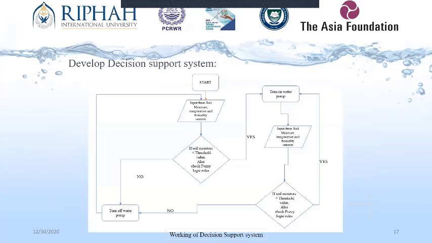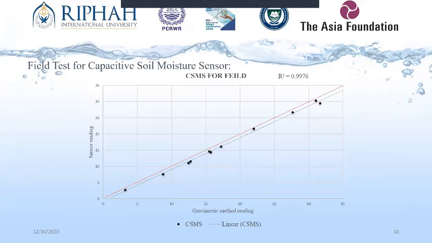After that, we developed a decision support system. The working of the decision support system is like a loop. It starts and checks the soil moisture sensor and temperature and humidity, and then checks whether the threshold value and fuzzy logic algorithm are applied or not. If yes, then it turns on the pump. If not, it turns off the pump, and then the loop starts again. It keeps checking the moisture and temperature and humidity, and the process of the loop is ongoing. So it will help to reduce water usage, and it will increase the crop yield.